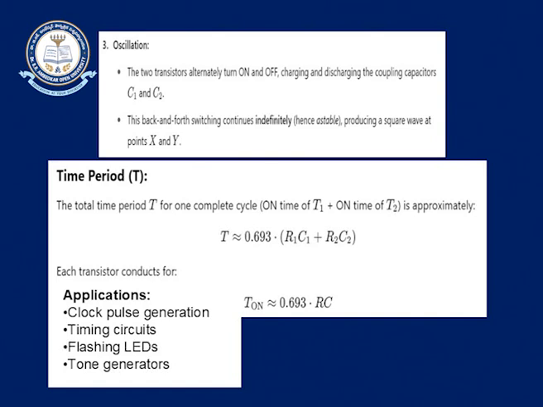Previously, in the CR circuit, whether we were going for CR growth and decay, we discussed that the time constant tau equals the product of the resistor and capacitor. The same equation we are implementing here, tau equals RC, so T is approximately 0.693 into RC, which we use in the case of pulse generation and LED as well as other generators.